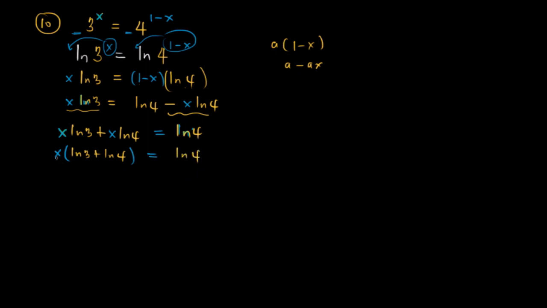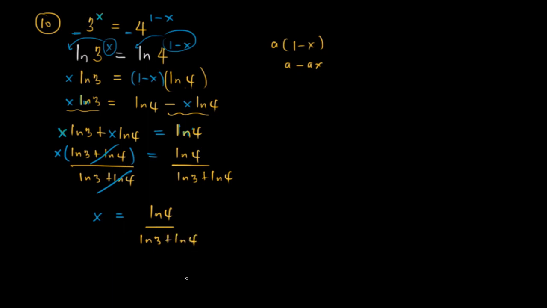And then since we want to solve for x, we're going to divide both sides by ln of 3 plus ln of 4. So this automatically crosses out. What you have left is x equals ln of 4 divided by ln of 3 plus ln of 4. So this is your final answer. We've been told not to use a calculator to solve any of this.